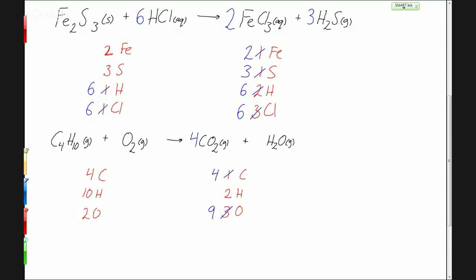Okay, so then we can look, remember we're going to leave the oxygen till last. So let's take a look at the hydrogen. 10 on the left and 2 on the right. What do we put here to bring those into balance? 5, right? Because 5 times 2 is 10. So there's 10. Okay, so those are balanced.